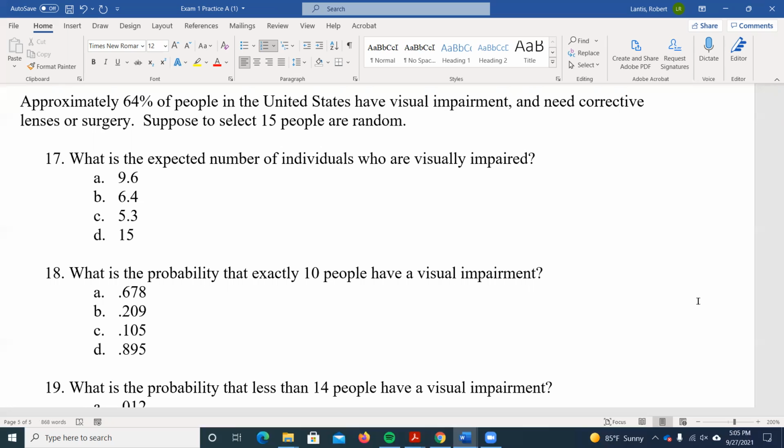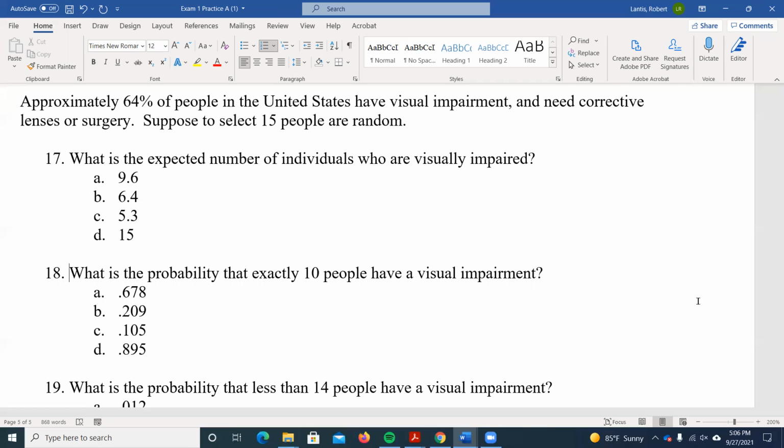The underlying probability of success, that someone has a visual impairment, is the same across individuals. If I select one person at random, the probability that they have a visual impairment is 0.64. So we've got a really nice setup for a binomial distribution example.